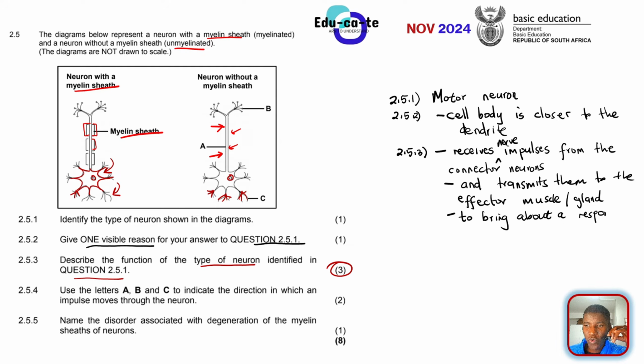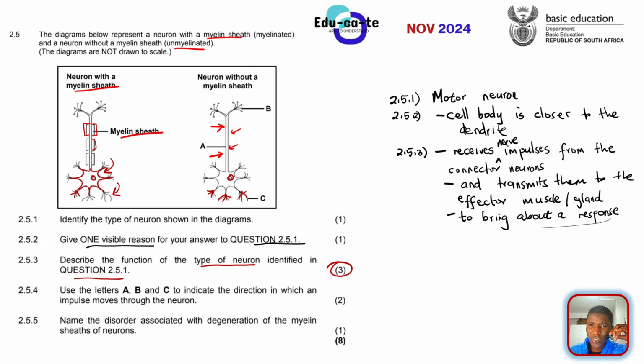So you can say it in your own words, but make sure that you stay in the same context with the question, because the question wants to know the function of the motor neuron. The motor neuron gets impulses from the interneuron, and then it transmits those impulses to the effector muscle or gland, so that the effector muscle or gland can bring a response. Others might say that when I'm talking about bringing a response, I'm now describing the function of the effector. Yes, in a sense, but here it is still part of the function of the motor neuron, because without the motor neuron, there is no response that can occur.